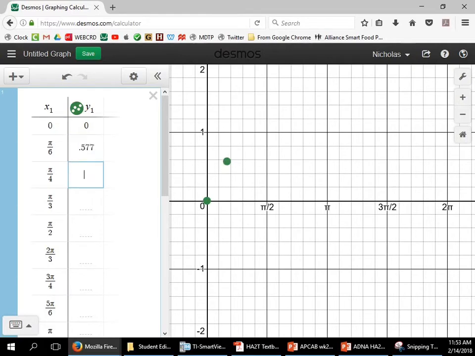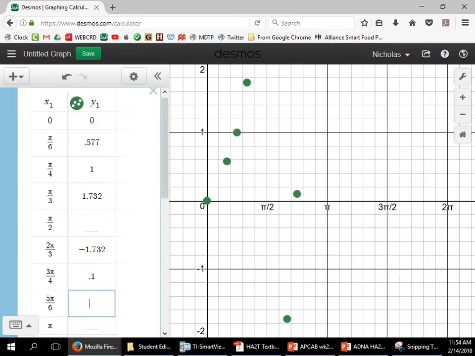0.577. Now what? 1. 1? And then? 1.732. And then? I got no answer. No answer for pi over 2? Okay. Next? 2 pi over 3? Negative 1.732. Then? Negative 1. And then? Negative 0.577.